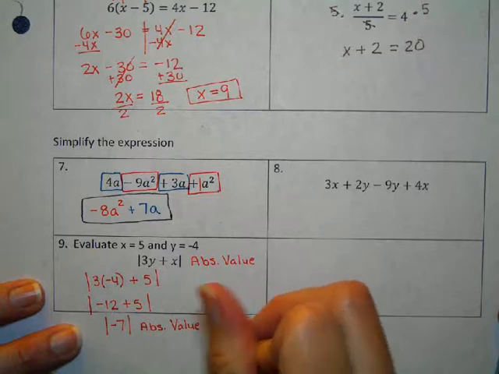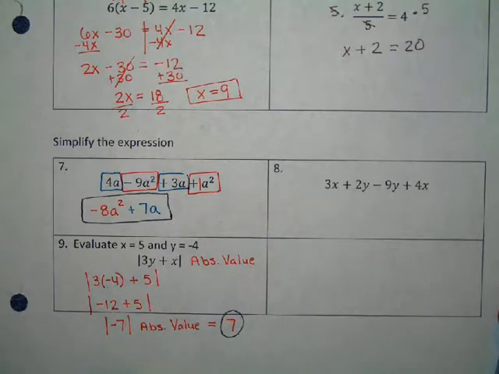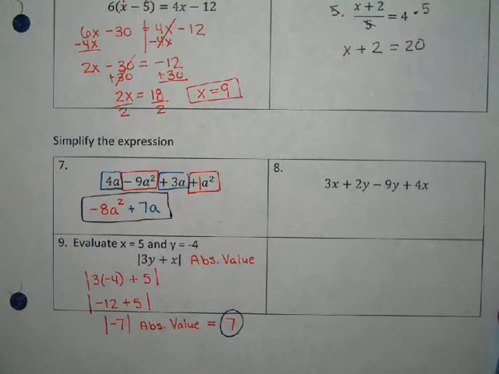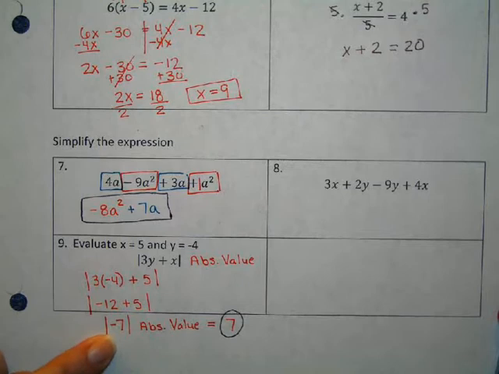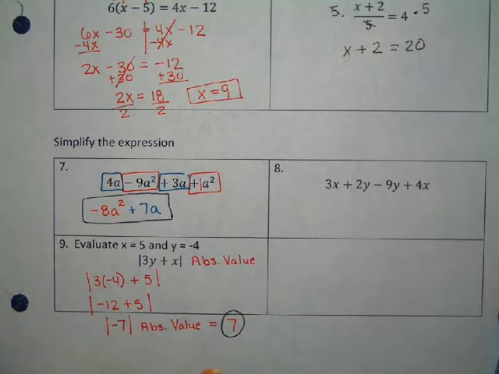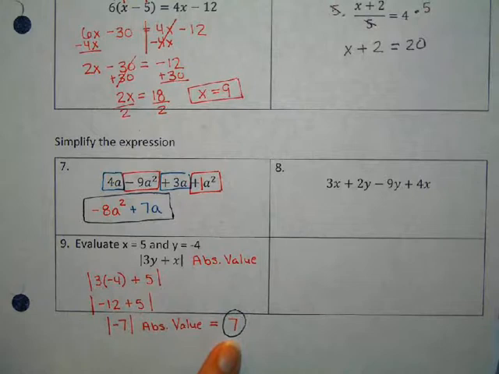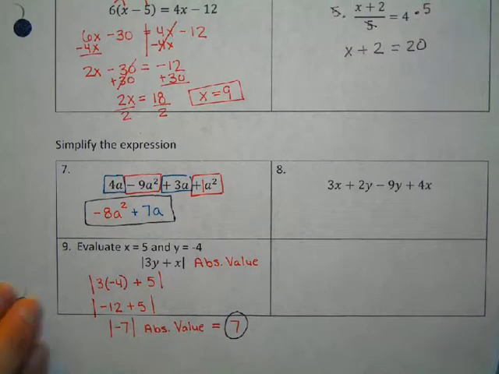You don't take the absolute value until you get to the end of everything inside the absolute value being done. You don't do them individually. You do everything inside, simplify it as much as you can, and then at the end take the absolute value of that number. Remember, the answer to an absolute value is always going to be positive because the absolute value is the distance from 0. Distance is always positive. Even if you drive in reverse, it still goes up on your odometer.